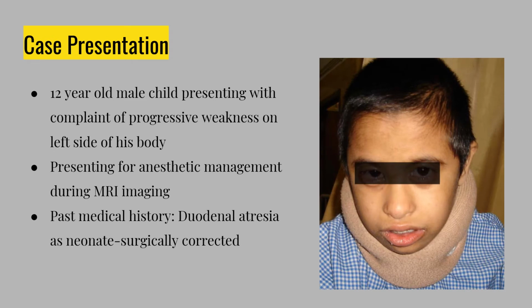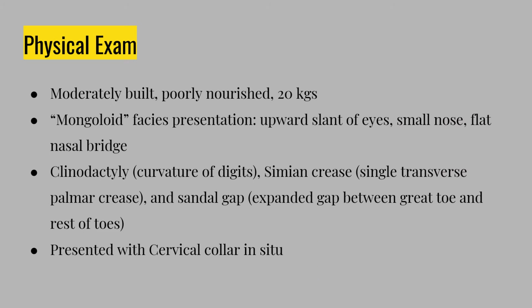The case study we found was on a 12-year-old male child with Down syndrome with complaint of progressive weakness on the left side of the body after suffering a fall. He is presenting for anesthetic management for an MRI scan. Past medical history includes esophageal atresia as a neonate, which has been surgically corrected. His physical exam shows that he was poorly nourished, moderately built 20-kilogram boy. Face has mongoloid presentation with upward slant of eyes, small nose, and flat nasal bridge. Hands show clinodactyly with a simian crease and sandal gap between great toe and the rest of the toes. He presented with cervical collar in situ.